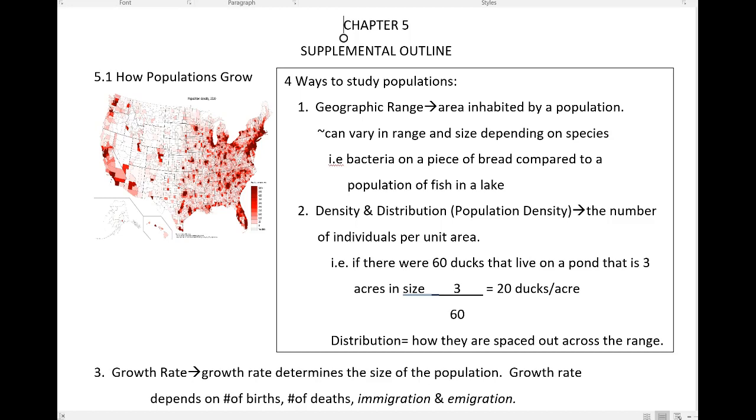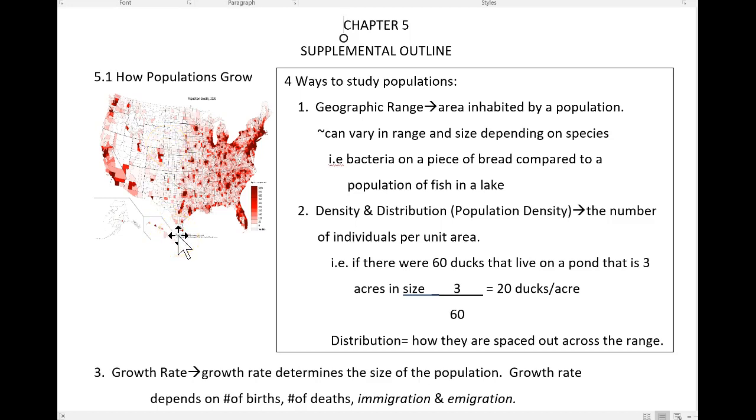So you can see here, and let me see if I can get my pointer to go. My pointer's not working. Here we go. You can see here that this is the map of the United States, and this shows you the geographic range. The darker areas are where it's more densely populated, and the lighter areas are where there's the least density in the population across the United States.